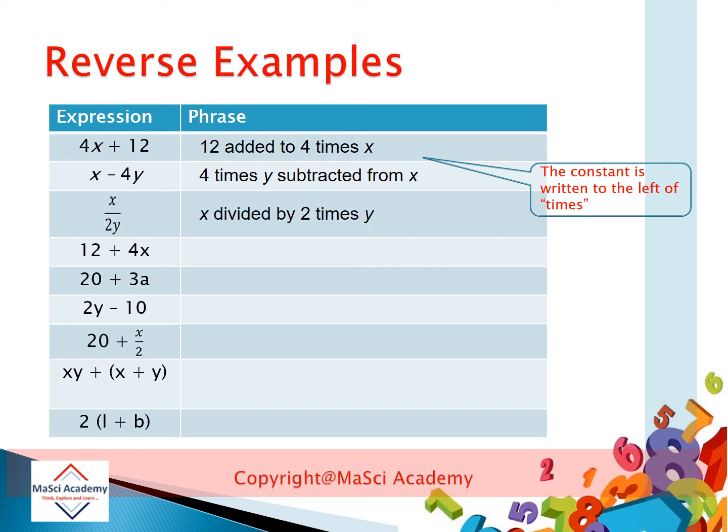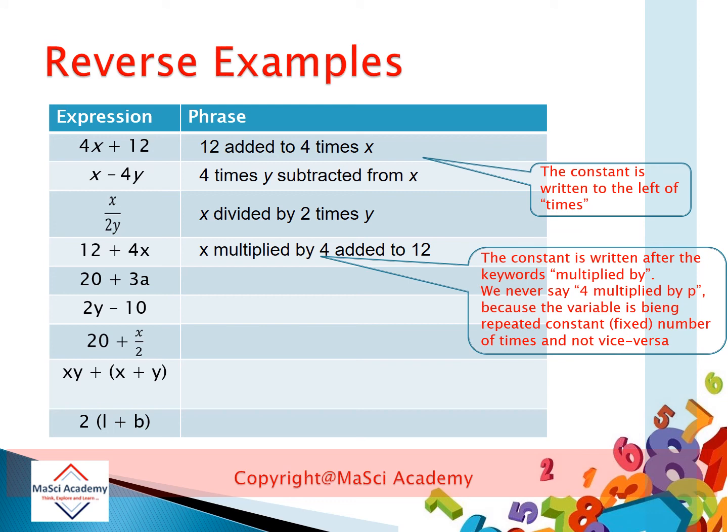x upon 2y is x divided by 2 times y. 12 plus 4x is written as x multiplied by 4 added to 12. Again the constant is written after the keywords multiplied by. We never say 4 multiplied by p because the variable is being repeated a fixed number of times and not the opposite. 20 plus 3a is 3 times a added to 20. 2y minus 10 is 10 subtracted from twice of y.